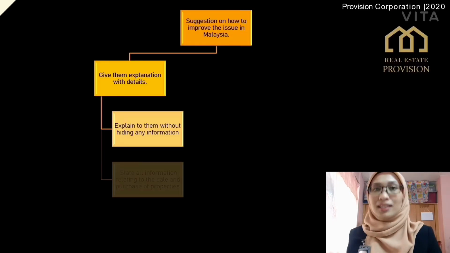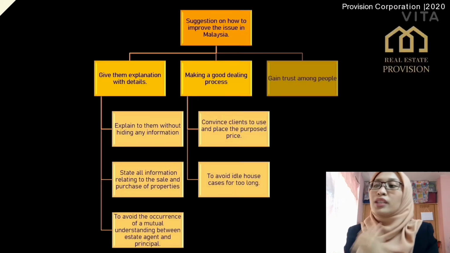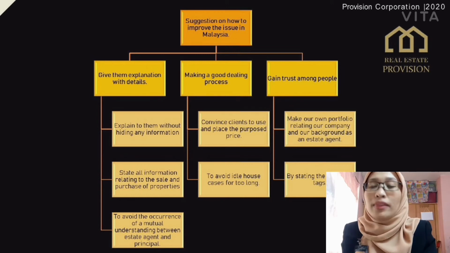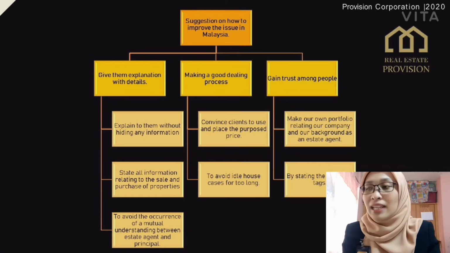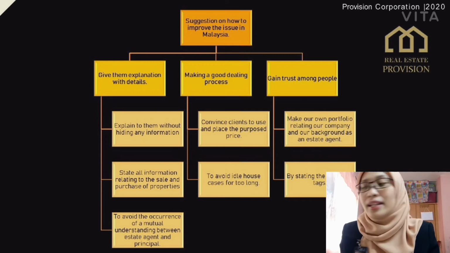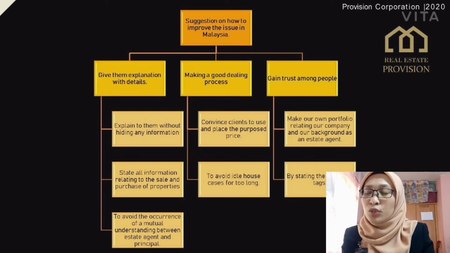Now let's discuss the points. First, we need to give them a detailed explanation without hiding any information, and we also need to state all information relating to the sale and purchase of property. Why? It is to avoid misunderstanding between the estate agent and the principal.